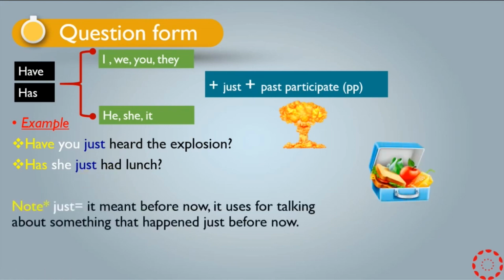Note, what does just mean? Okay, we have to understand the meaning of just. As I mentioned the meaning of present perfect, we also have to know the meaning of just. Just means before now. It is used for talking about something that happened just before now, for example five minutes before, or half an hour before. We use just. So you have to be careful about that point.